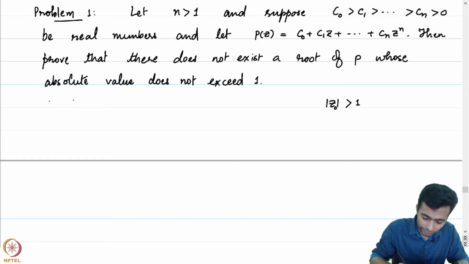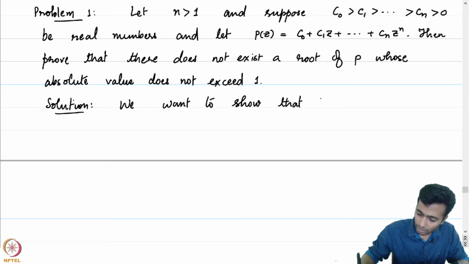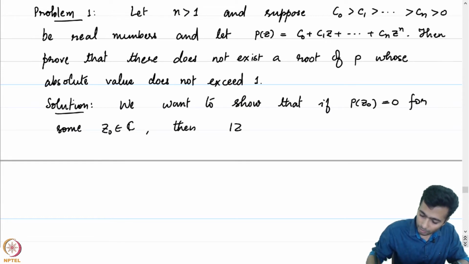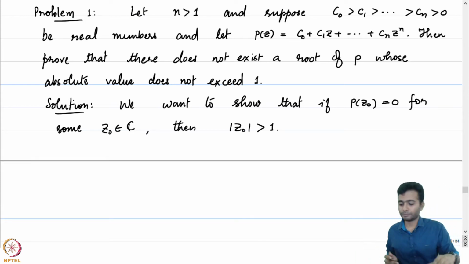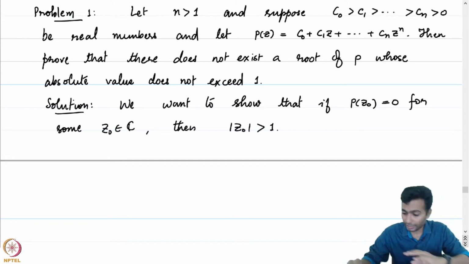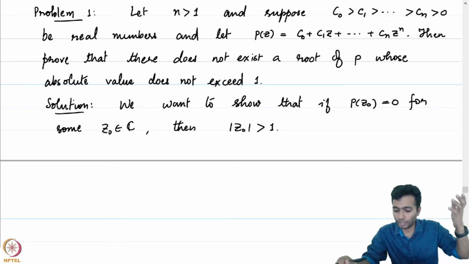So rephrasing it, let me write down a solution. What do we want to show? Let me write it down in words. We want to show that if P of z0 is equal to 0 for some z0 in C, then mod z0 is greater than 1. This is precisely what we want to show. If you think about what the statement says, we want to show that there does not exist a root such that the absolute value is less than or equal to 1. So if at all there is a root, it has to be greater than 1 in absolute value. All right, let's solve the problem.